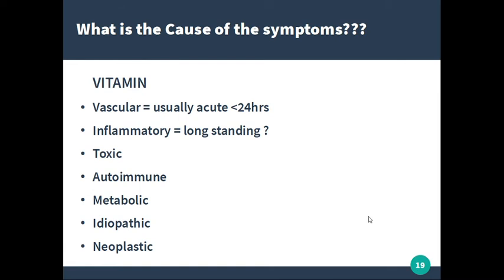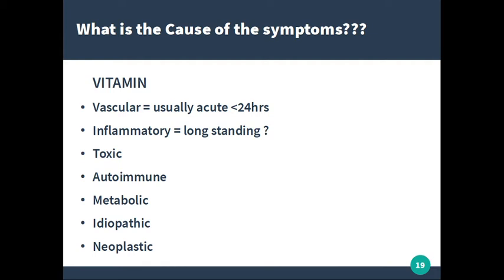So, when trying to find out the cause of a lesion, we're going to use the acronym called vitamin. Vitamin stands for vascular, inflammatory, toxic, autoimmune, metabolic, idiopathic, or neoplastic. So, what is the cause? When in your clinical examination they're going to ask you what is the cause, you can always use the term vitamin. Vascular means usually acute and usually less than 24 hours.